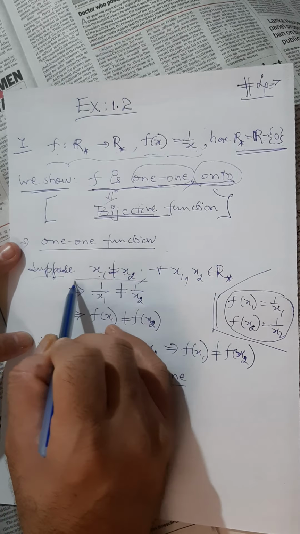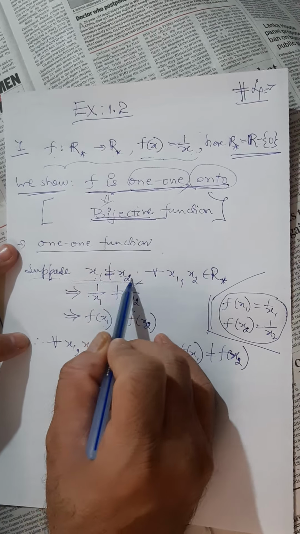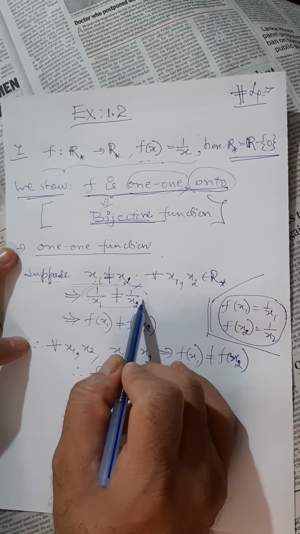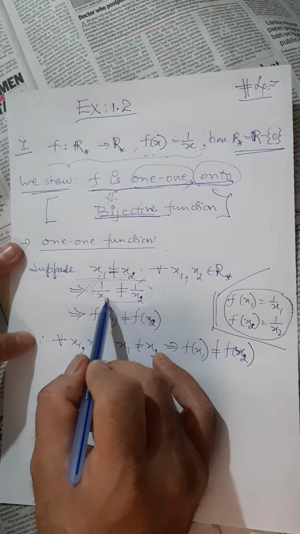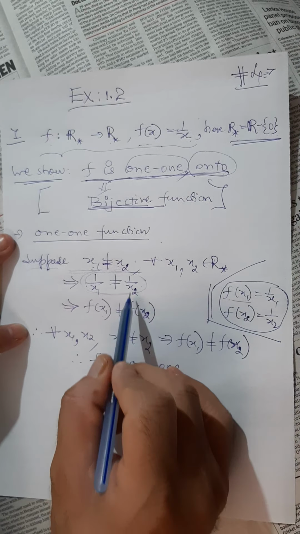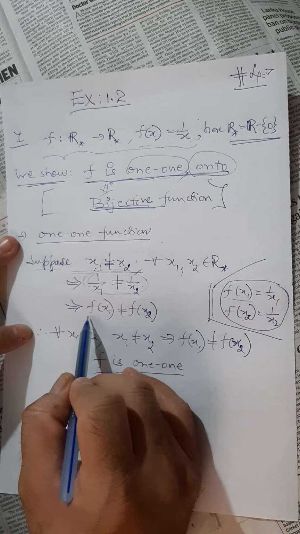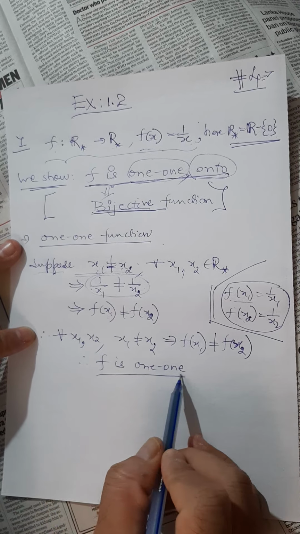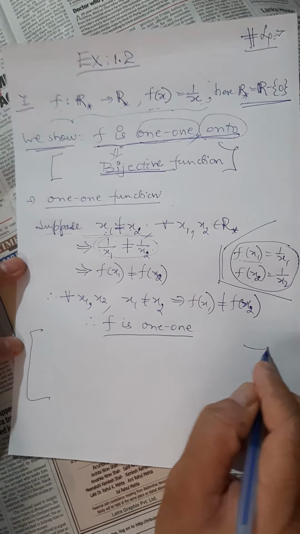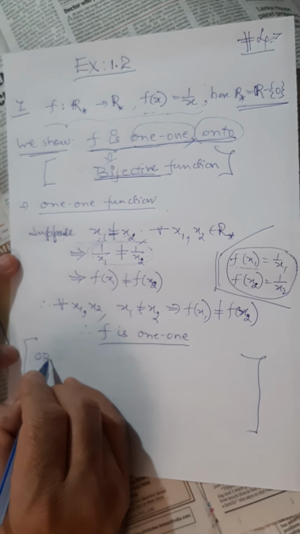Here you have started with the numbers being different. If numbers are different, their reciprocals are different. Now recall, 1 upon x1 is f of x1, and 1 upon x2 is f of x2. So therefore you have this, and therefore it is 1-1. Or you can do it this way also, whichever you like.